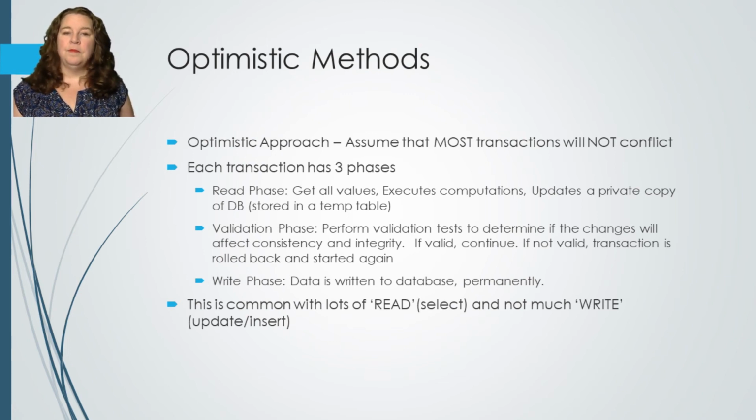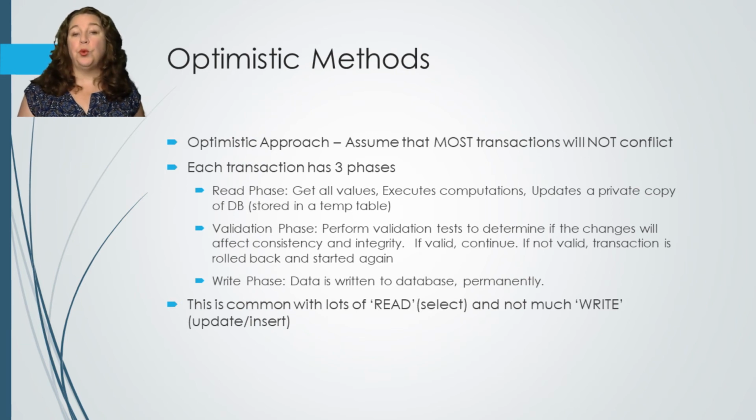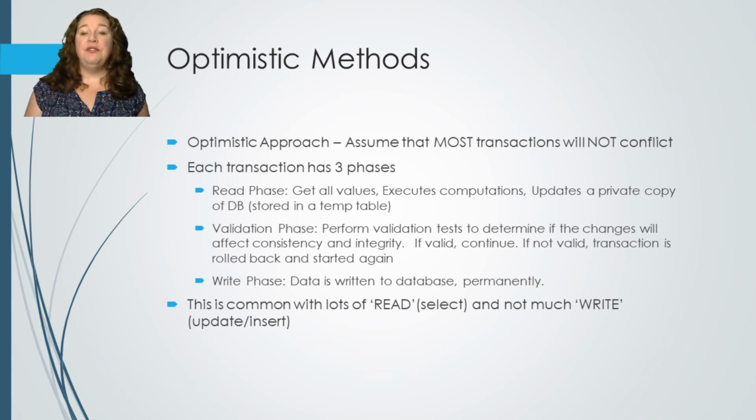If you do the optimistic approach, you run the possibility of having 3 phases. You run your transaction and you do your reads. So you read all of your values, you execute all your computations, and you create a private copy of the database tables in a temp table. Then I'm going to run through a validation test to make sure that nothing has changed since the beginning of my transaction up to now. So I'm going to check and make sure that nothing affecting my integrity or my consistency is a problem. Check all my values, my tables, my methods, make sure nothing's changed. If it's still valid, keep going. And if it's not valid, go ahead and roll it back and then start again.